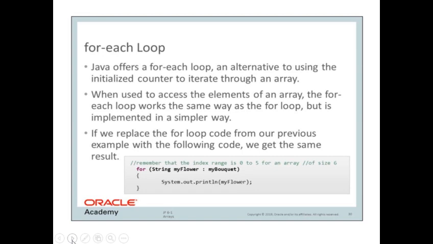Java offers a for each loop, an alternative to using the initialized counter to iterate through an array. When used to access the elements of an array, the for each loop works the same way as the for loop, but is implemented in a simpler way. If we replace the for loop code from our previous example with the following code, we get the same result.